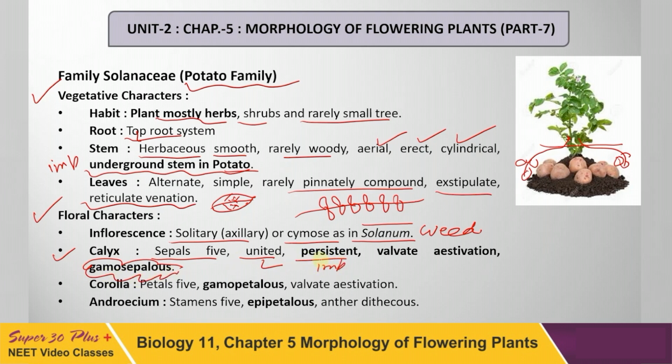That is, even after fruit formation, the calyx remains attached to the fruit. You have seen in case of tomato, you have seen in case of brinjal, that these structures are permanent or persistent calyx. The aestivation is valvate, meaning I already told you. Corolla: petals are 5, all these are united, that is gamopetalous, and valvate aestivation. Androecium: there are 5 stamens, epipetalous, and the anther is dithecous, that is characteristic of dicot.